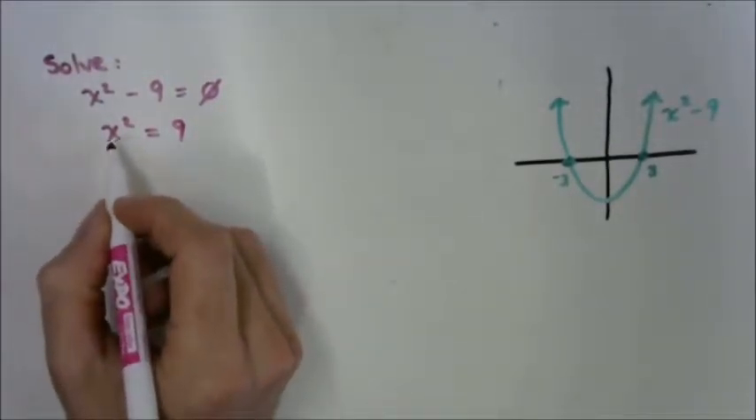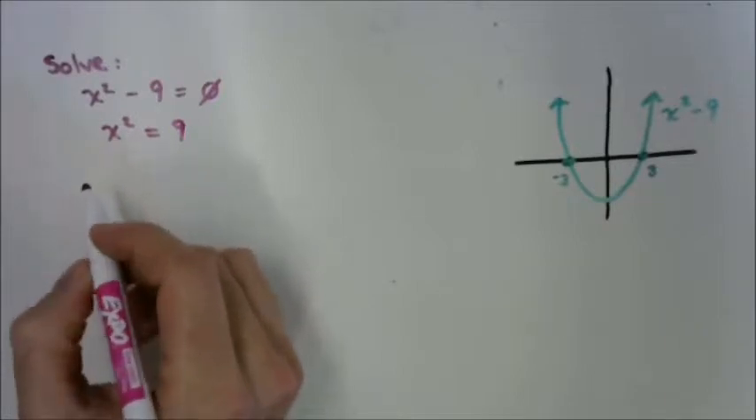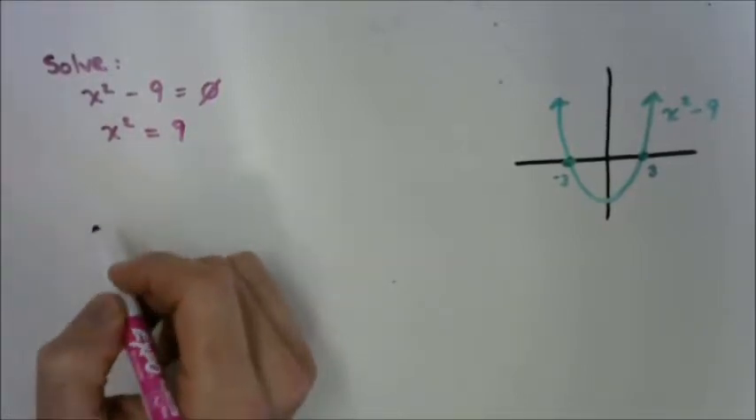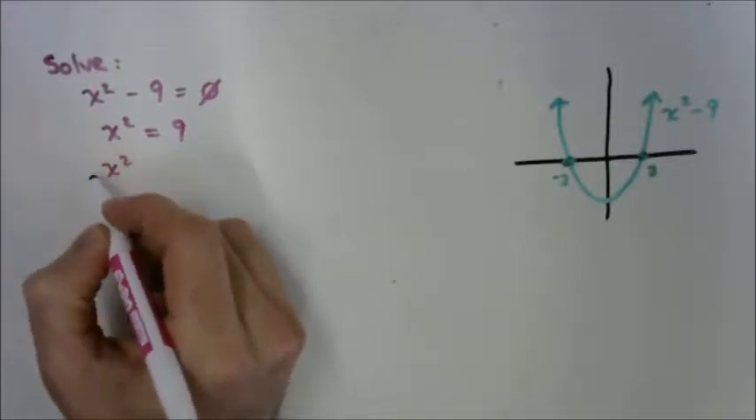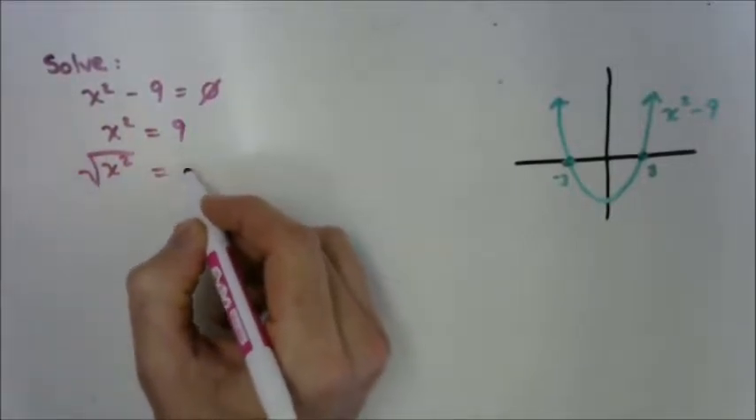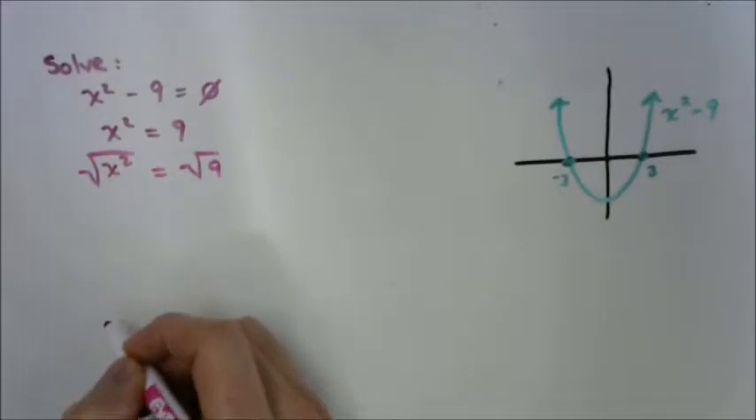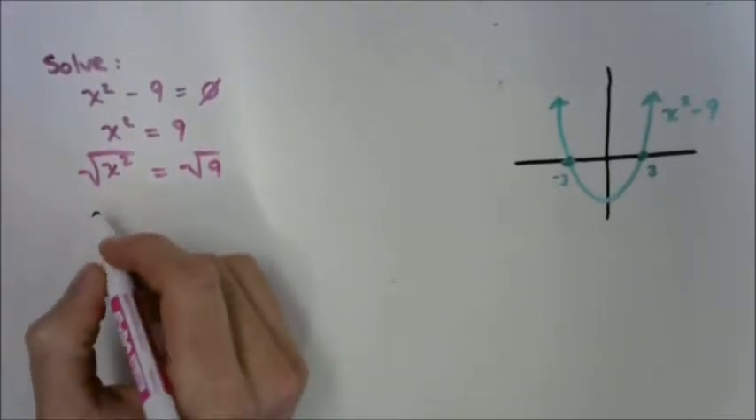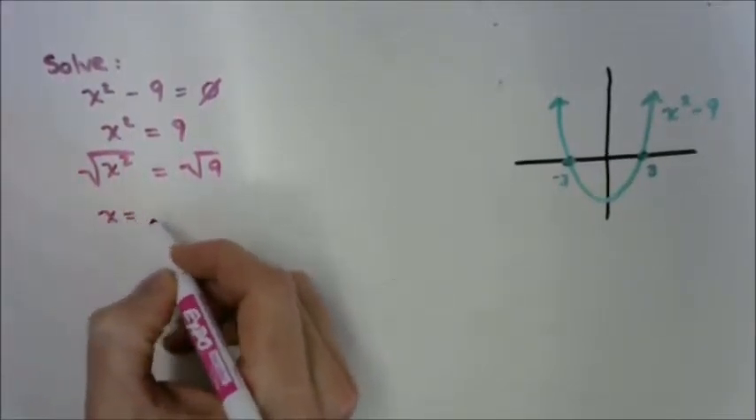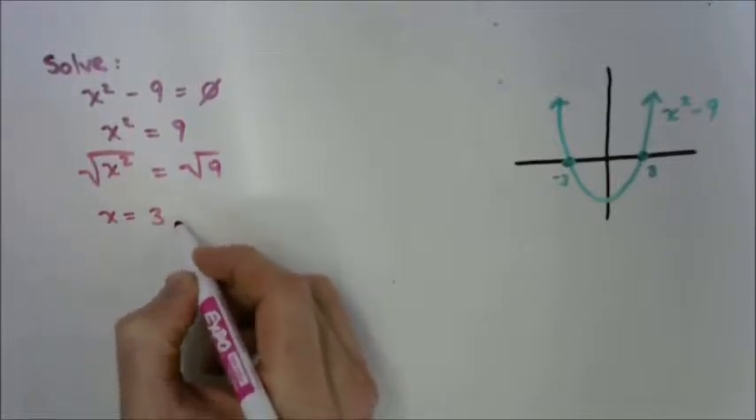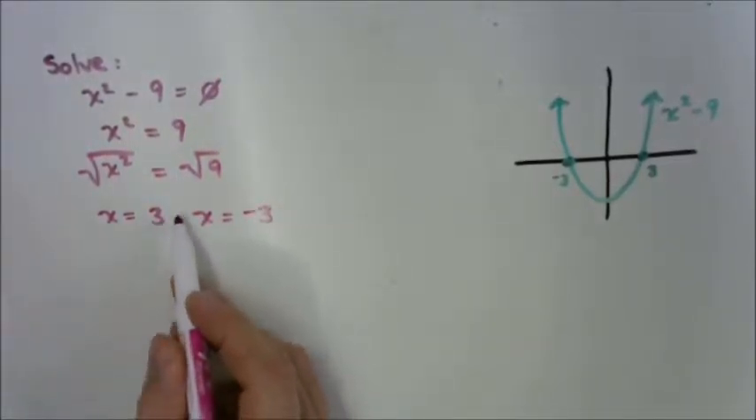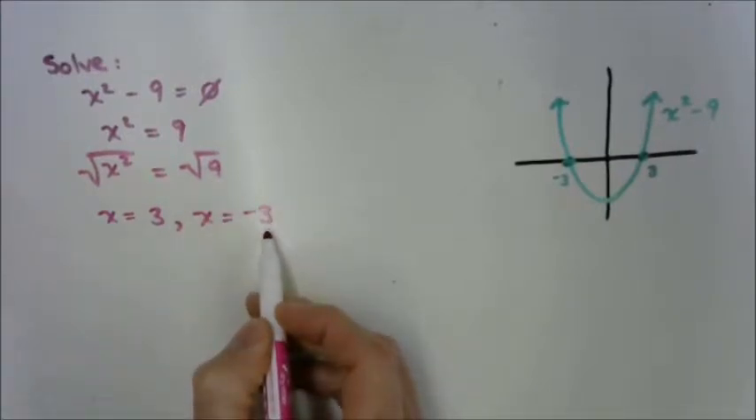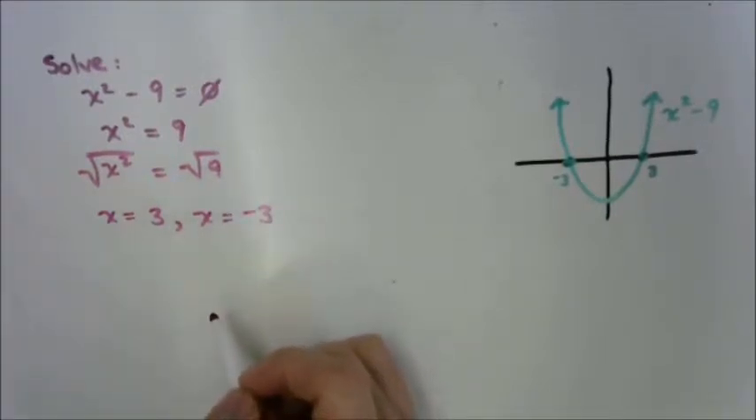Well, now we need to solve, right? So we're finding the value of x. So we're going to take the square root of both sides. So the square root of x squared is equal to the square root of 9. And it turns out there are two solutions here. x can either equal 3, or x can equal negative 3. 3 times 3 is 9, but negative 3 times negative 3 is also 9.